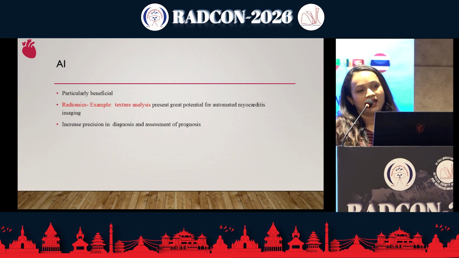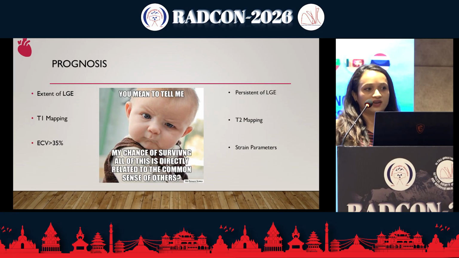So going on to AI, which we can't skip, it is particularly beneficial, and nowadays texture analysis is used in radiomics that provide a potential for automated myocarditis imaging, and it increases precision in diagnosis and assessment of prognosis. So what's the prognosis of myocarditis?